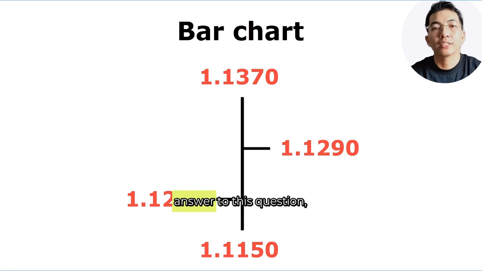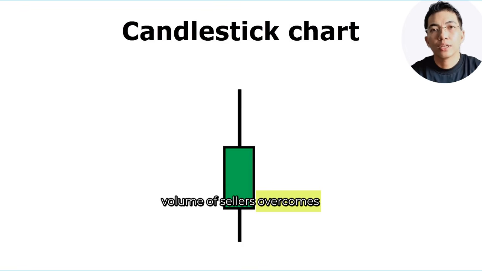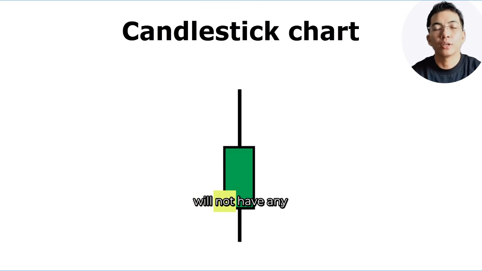But there's only one answer to this question, and it is supply and demand. What you see on your charts is the result of supply and demand principle. In other terms, if demand exceeds supply, the total trading volume of buyers is greater than the total trading volume of sellers, causing the price to go up. Conversely, if supply exceeds demand, the total trading volume of sellers overcomes the trading volume of buyers, causing the price to go down. When supply and demand are equal, the price will not have any direction. That's the case of sideways trend.